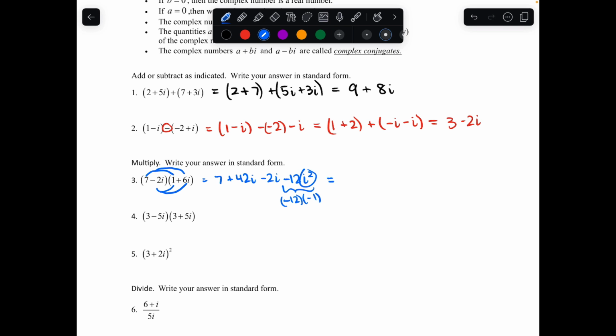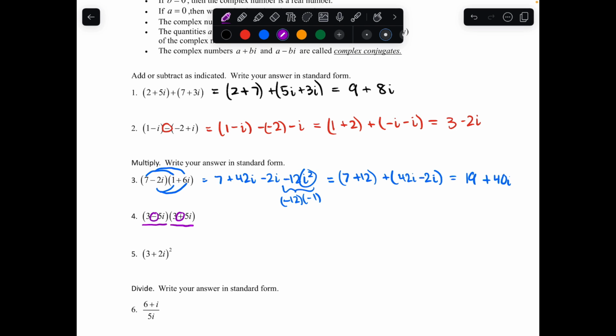Now we can group our numbers together. So we have 7 plus 12 plus 42i minus 2i, which becomes 19 plus 40i. Since we have a plus bi, it's in standard form. Moving down to number 4, we actually have complex conjugates, right? If we look at our numbers, we have 3 minus 5i and 3 plus 5i. It's the same a and b, except this is a minus sign and this is a plus sign, right? That's the only difference between conjugates, is that the sign is different.